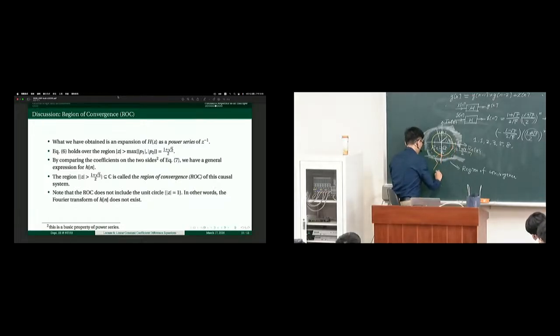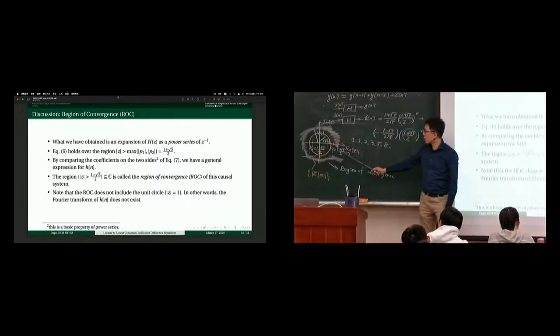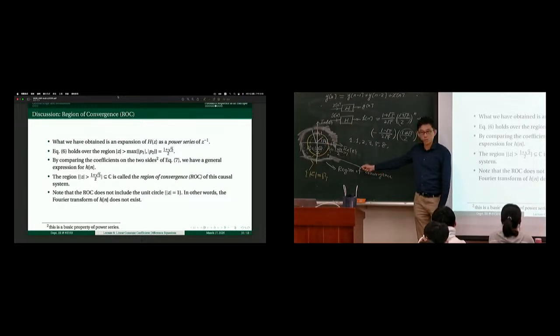This is the unit circle with radius 1. So does our region of convergence right here include the unit circle? The answer is no, because the region of convergence is outside an even larger circle. So the region of convergence in this case does not include the unit circle.